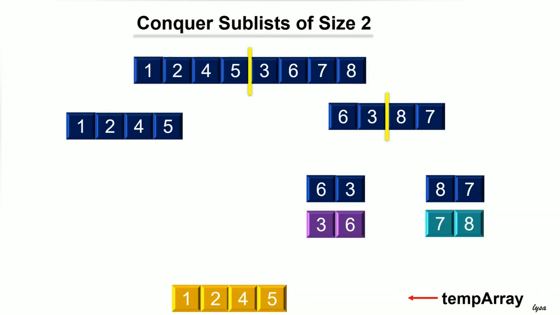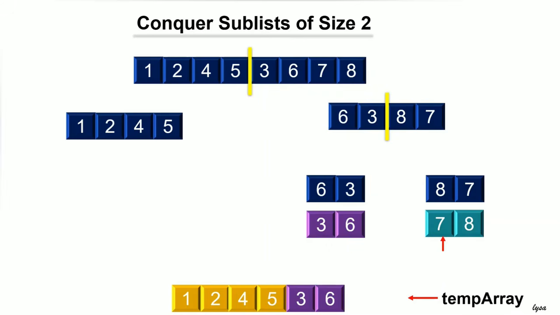I still have it as 2 sublists. Now I have to merge them into a single sublist. In the previous step, we only took elements of size 1. Now we have elements of size 2. I compare 3 and 7. 3 is written in the temporary array because that's a smaller value. Move pointer to 6. Compare 6 and 7.